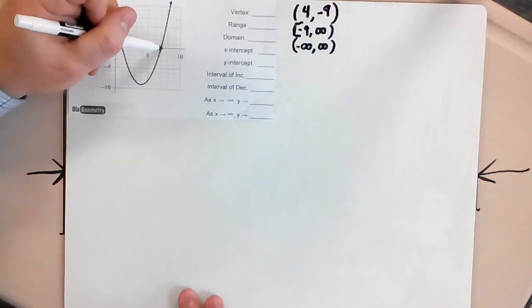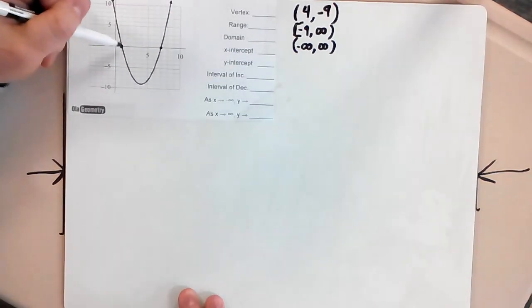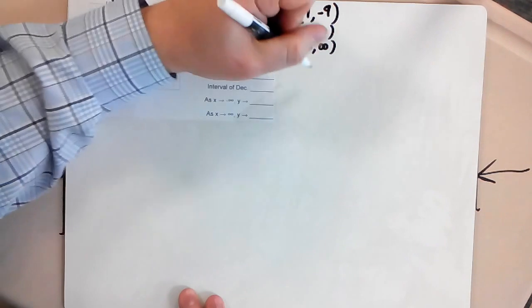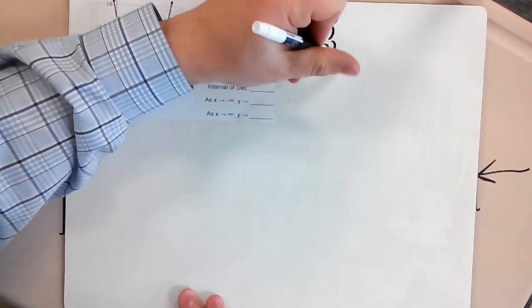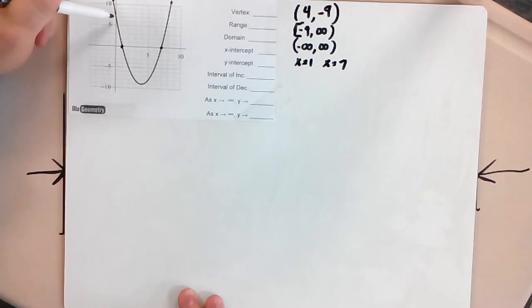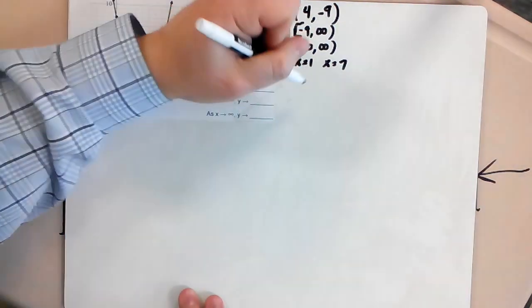The x-intercepts are these points here. So that's 1 and 7. So you have x equals 1 and x equals 7. The y-intercept is right up here. That looks like y equals 7.